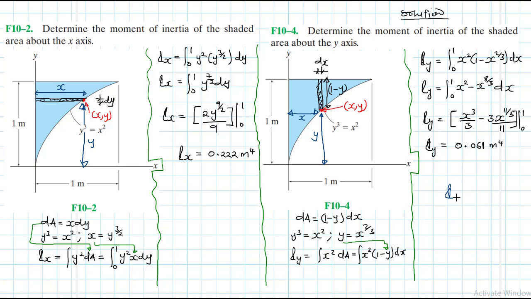So a summary of this is: moment of inertia about the x-axis, what did we find? 0.222 meters to the power 4, and moment of inertia about the y-axis is 0.061 meters to the power 4.